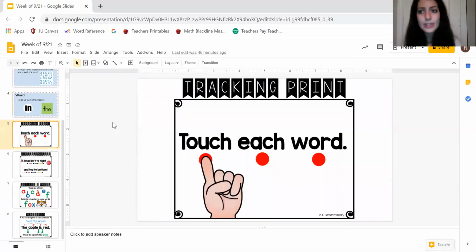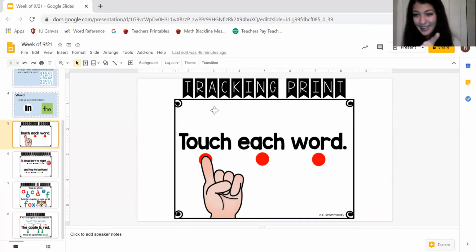charts just to remember what we need to do as good readers. So our first one, good readers touch each word while we're reading a story. Good readers touch each word. Now, scholars, here's my question for you. Do good readers touch the top of the word?